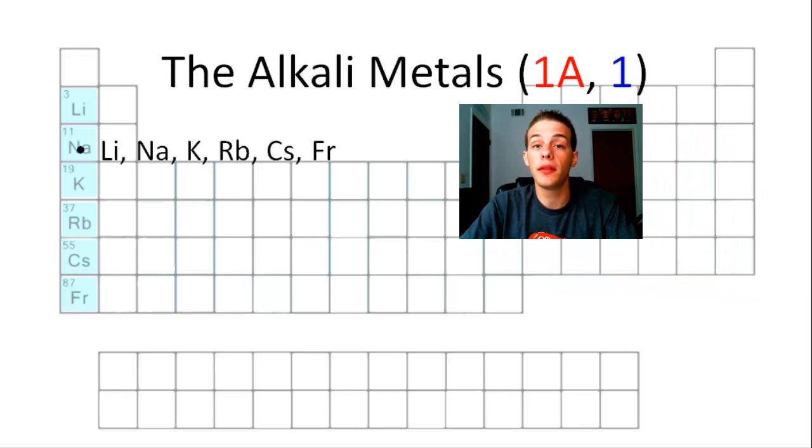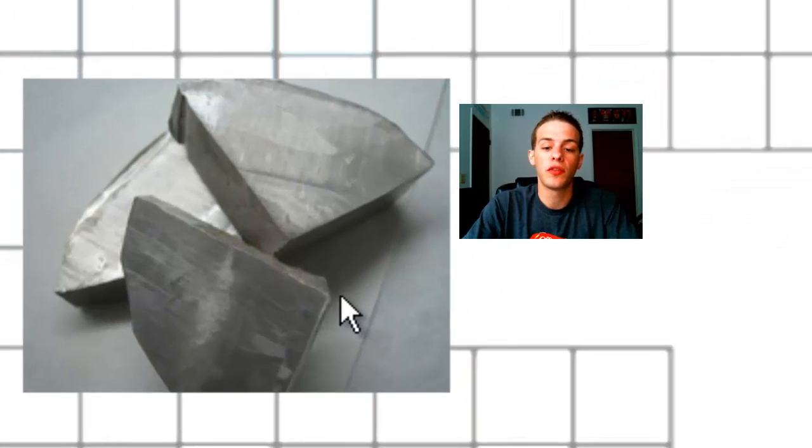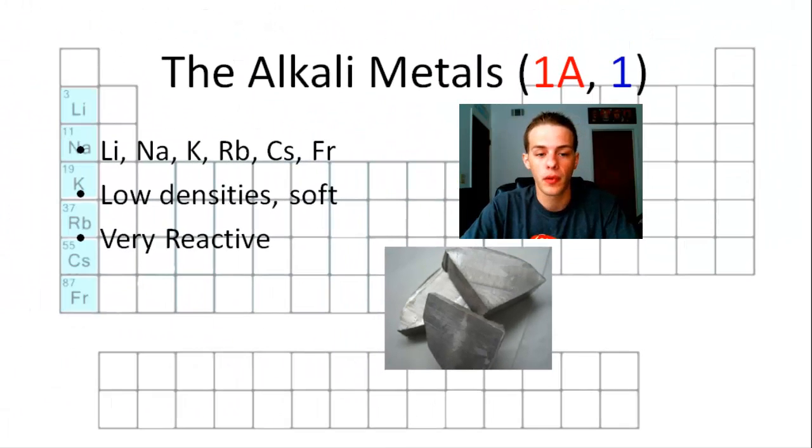So the alkali metals are lithium, sodium, potassium, rubidium, cesium, and francium. Alkali metals have very low densities, and they're also very soft. Now, I know the word soft doesn't necessarily come to mind when we think of metals, but this is actually a picture of sodium metal right here, and you can cut sodium metal just with a butter knife. It's literally that soft. Alkali metals are very reactive, and if you'd like to see what I mean, just take a piece of sodium metal and drop it into water.